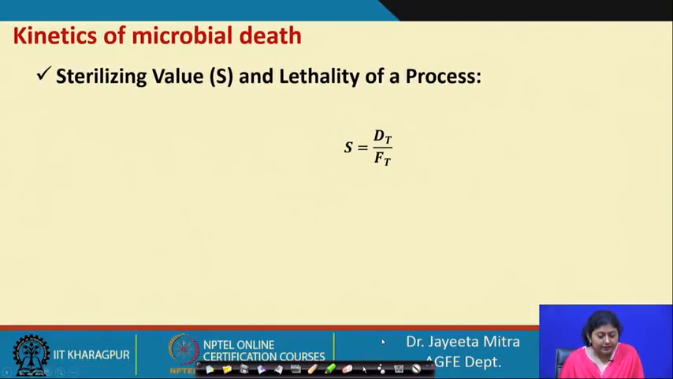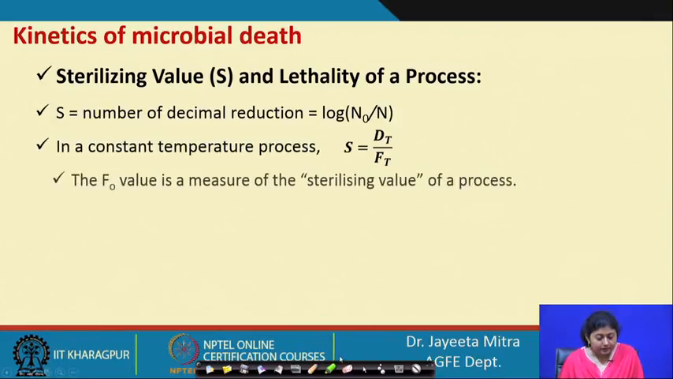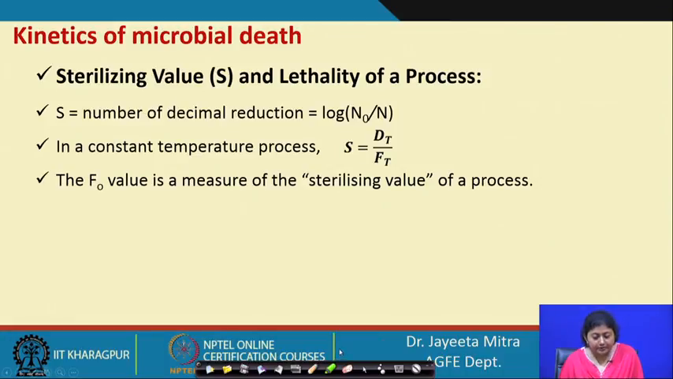So, then sterilization value and lethality of a process. Sterilization value we have been discussing since the last class, that is the number of decimal reductions, log of N0 by N. And in a constant temperature process, sterilization value is Dt by Ft. F0 value is a measure of the sterilizing value of a process.